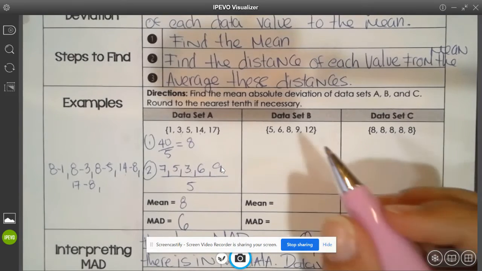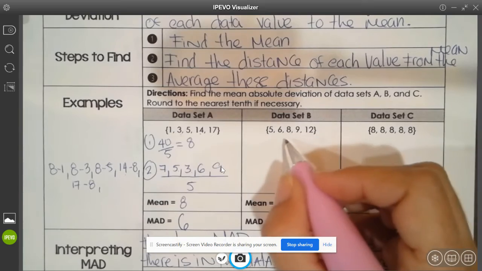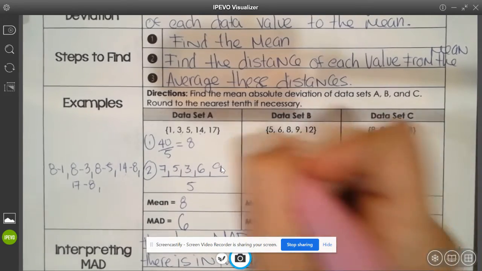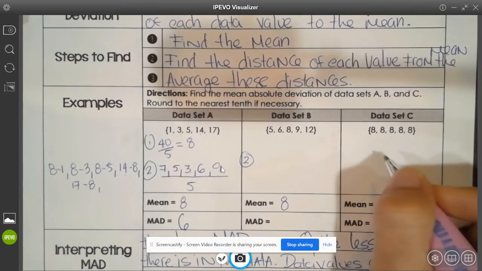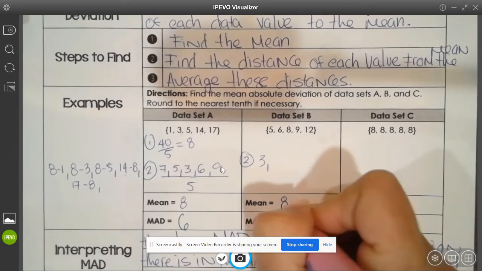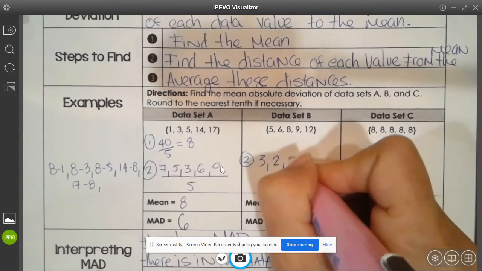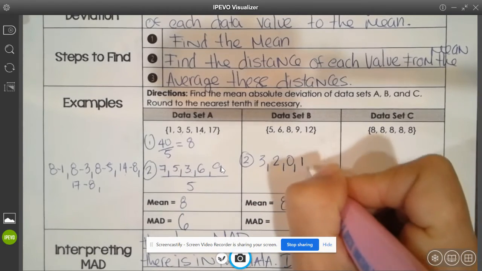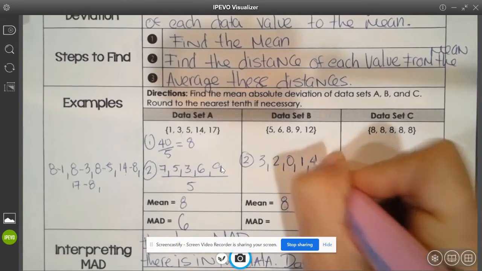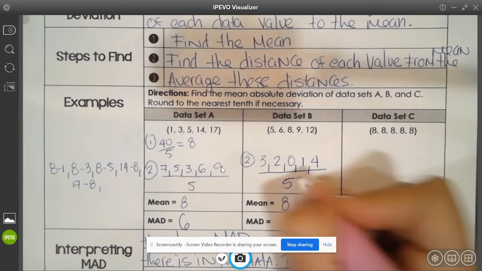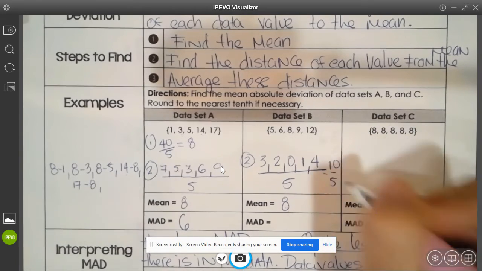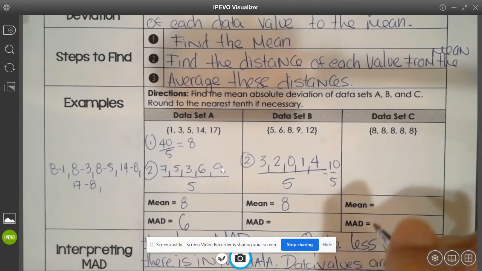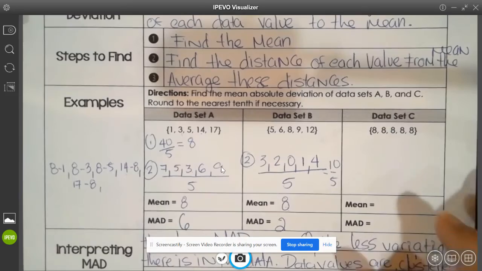All right, let's do another one. Same thing here. If I find the mean, I know for a fact that it is 8 because I did it already. You guys know how to find the mean already. Then for the MAD, we jump to step 2. 8 minus 5 is 3. 8 minus 6 is 2. 8 minus 8 is 0. 9 minus 8 is 1. And 12 minus 8 is 4. Then you add them up and divide by how many you have. So 3 plus 2 plus 0 plus 1 plus 4 is 10, and 10 divided by 5 is 2. And that is the math.